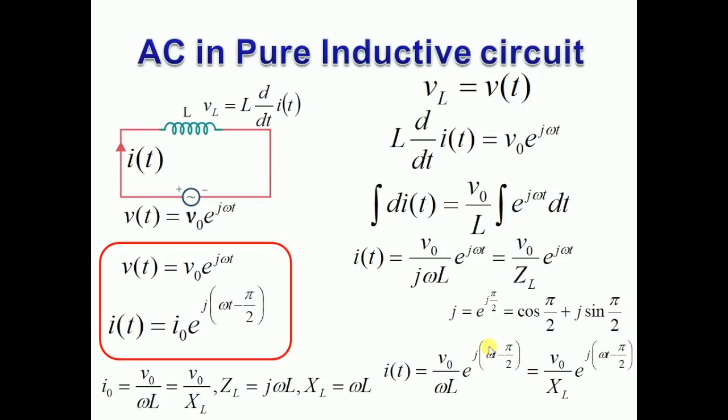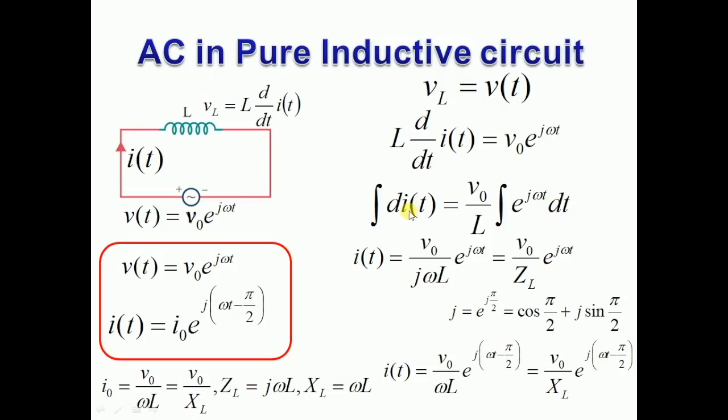Now for a pure inductive circuit we have VL equal to L times di by dt. Now applying Kirchhoff's voltage law, VL is equal to V of t, L into di by dt equal to V0 e to the power j omega t. Separating variables and performing integration will solve this differential equation. And now here we have a little different additional information.